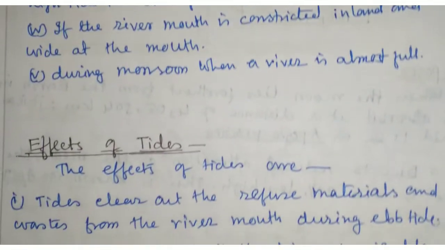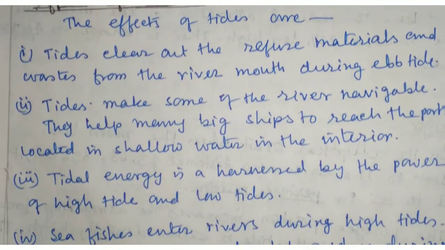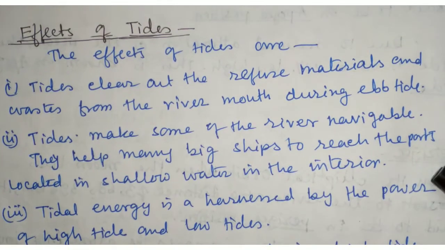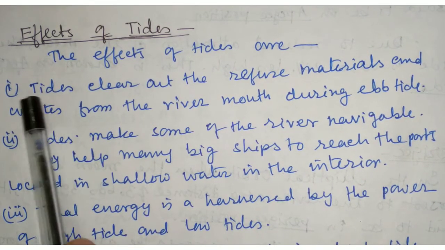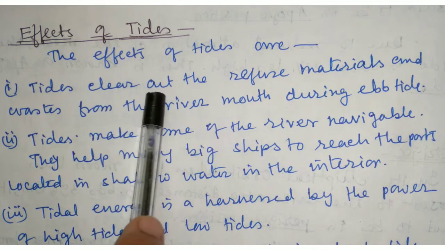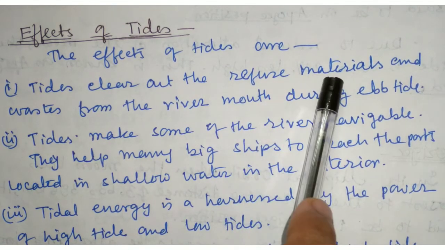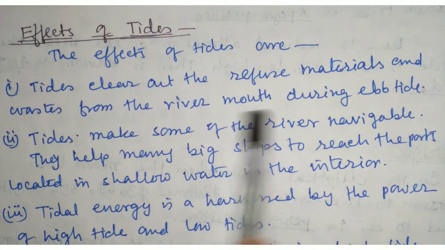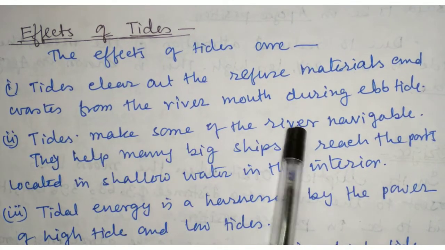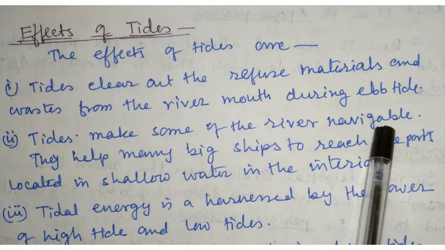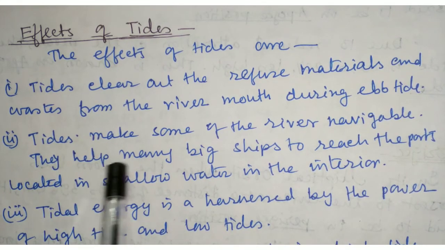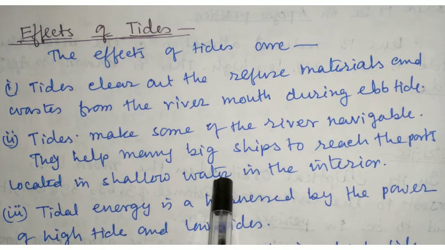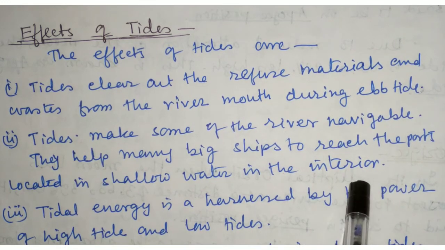Now, effects of tides. The effects of tides are: number one, tides clear out the refuse materials and waste from the river mouth during ebb tide. Number two, tides make some of the rivers navigable. They help many big ships to reach the port located in the shallow water in the interior.